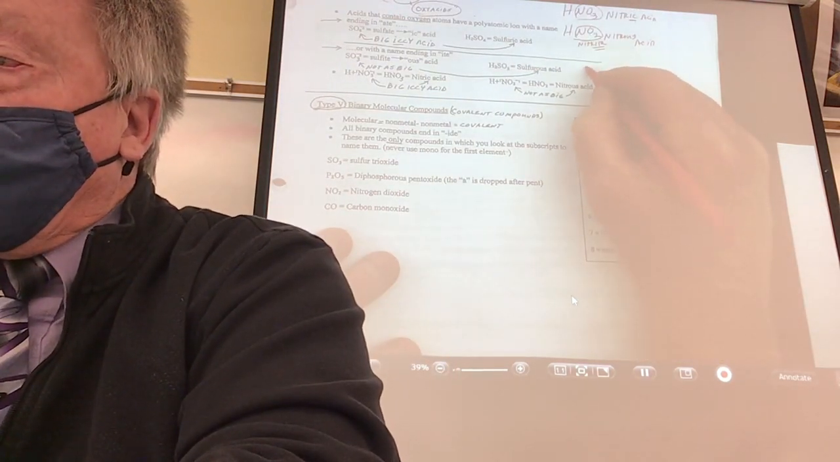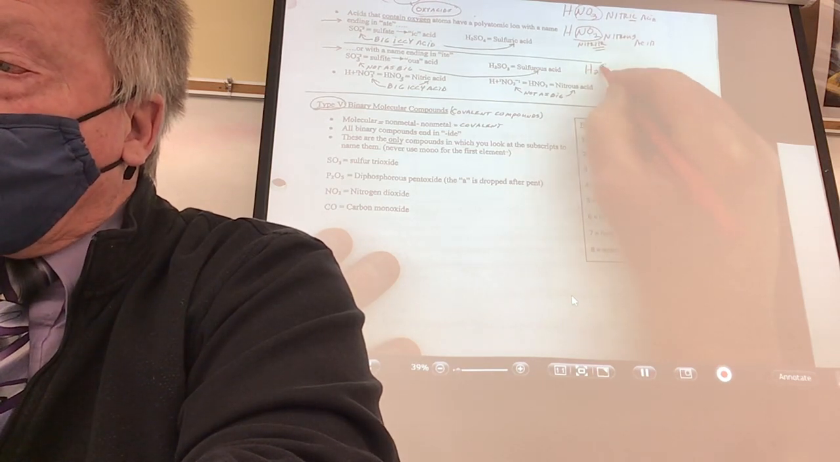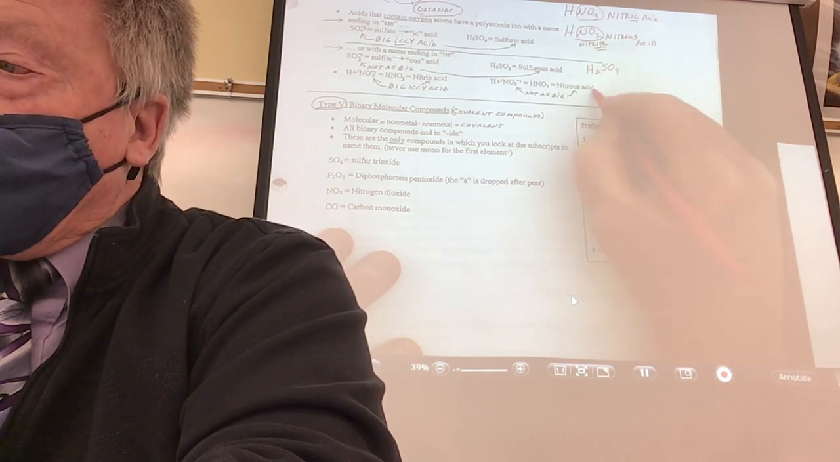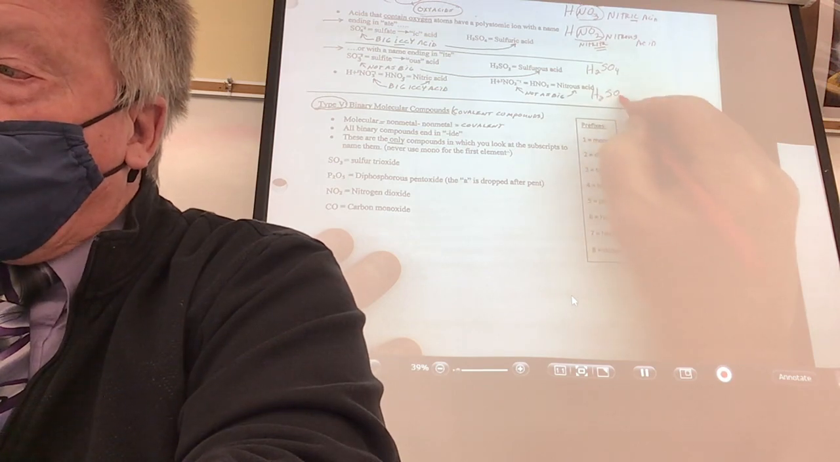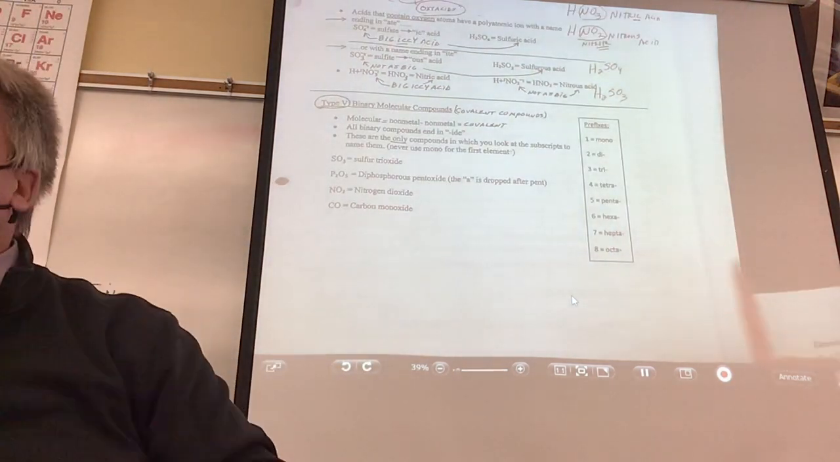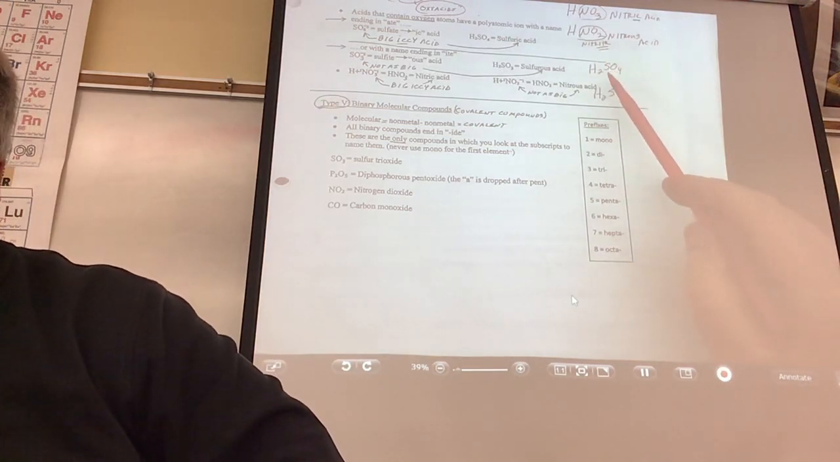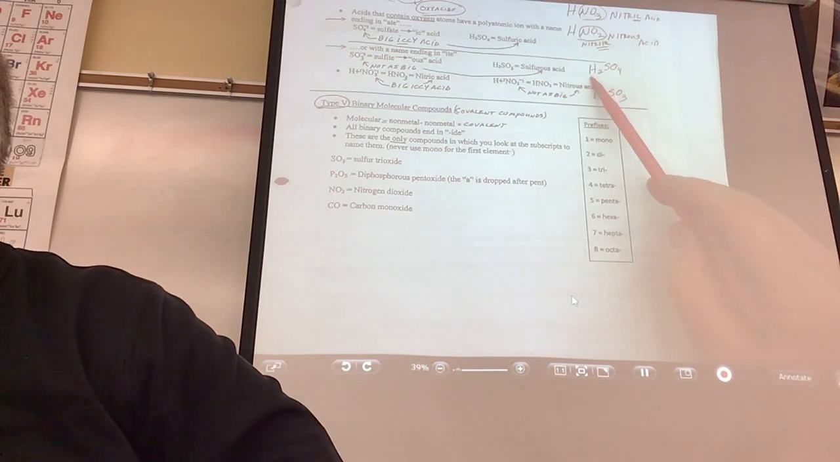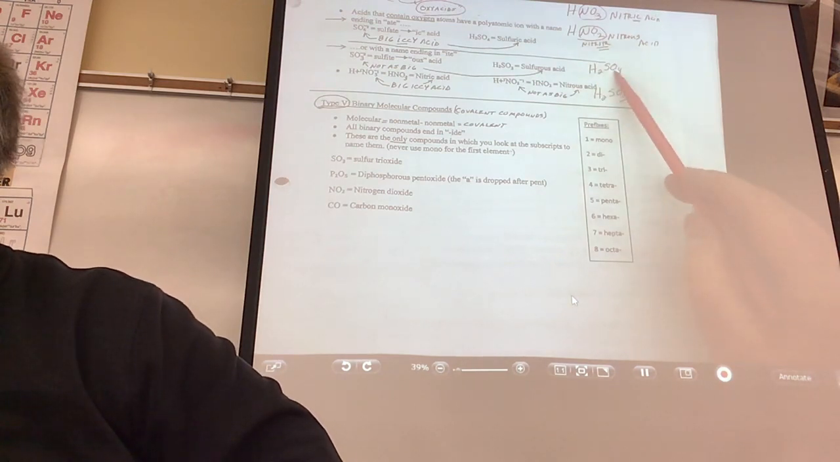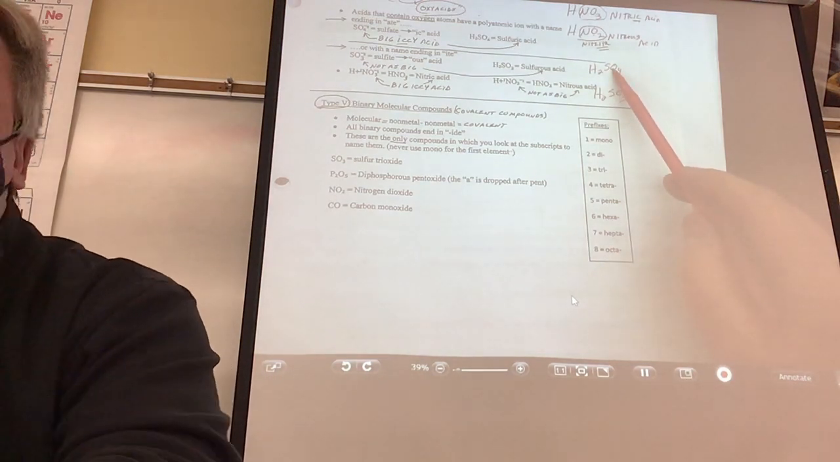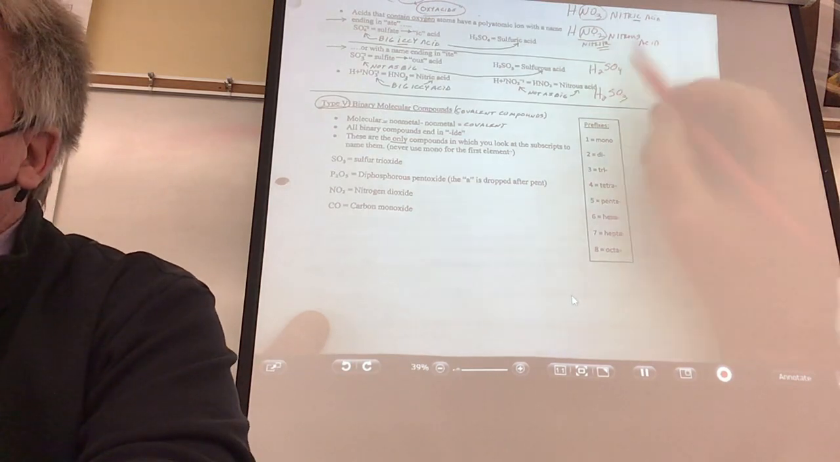Let's do this one. H2SO4, H2SO3. Now, is this an acid? Is this an acid? How do you know? It starts with hydrogen. Does this acid have oxygen in it? What's that right there? I know, but isn't that made of sulfur and oxygen? Does it have oxygen in it? Yes. What's the name of the polyatomic ion?